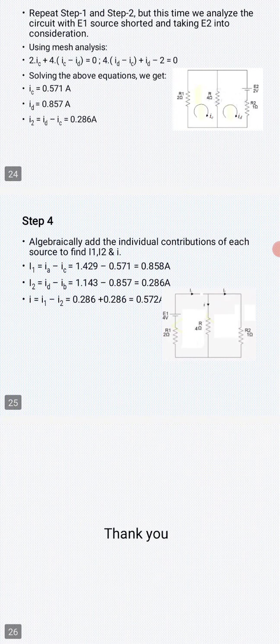Now we are going to calculate the total by algebraically adding the individual contribution of each source to find I1, I2 and I. I1 is IA minus IC. We know the value of IA minus IC. I2 is ID minus IB. We know the value of ID minus IB. I is I1 minus I2. We can calculate the value. Using the superposition theorem, we can calculate the corresponding currents I1, I2 and capital I.